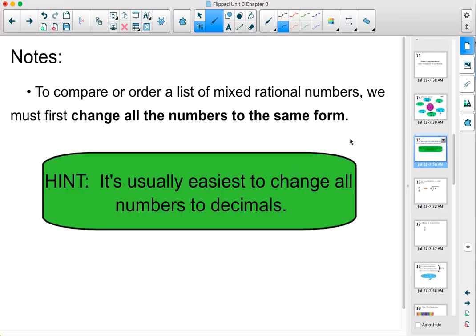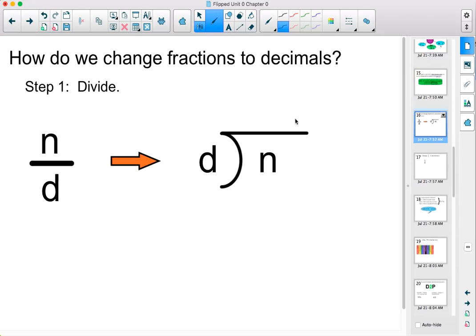Our first note says to compare or order a list of mixed rational numbers. So now that means if we have some fractions, some decimals, some percents, the first thing we have to do is to change all of the numbers to the same form. And typically that form is decimal form. I say typically. That's because fractions change to decimals very nicely. Percents change to decimals very, very nicely. So usually that's where we go. There are some exceptions, and I'll let you be the judge of when to do all fractions or all percents. Typically, we do all decimals. Let's keep going in the notes.